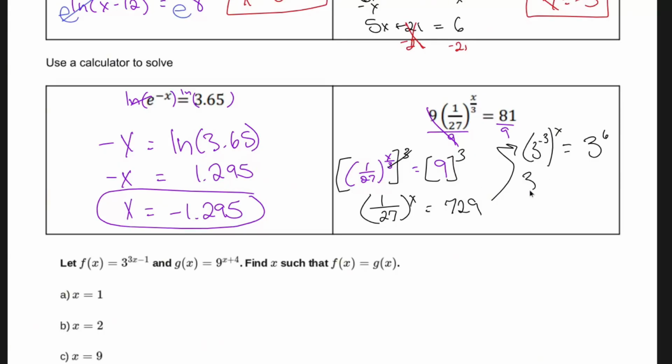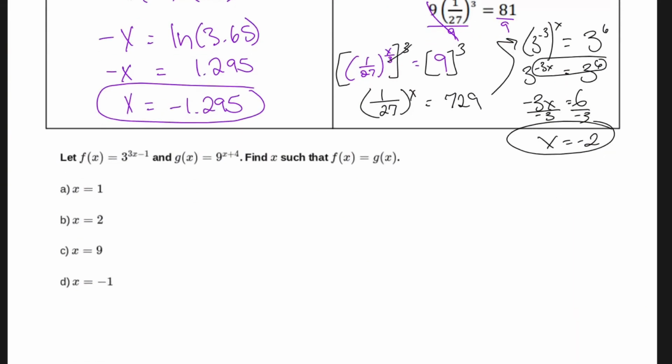Which means I could write it out as 3 to the negative 3x equals 3 to the 6. Now that I have the same base, negative 3x equals 6. Divide by negative 3, and x equals negative 2. No calculator needed, but boy, was that an ugly problem. Yuck. Did not like that one at all.